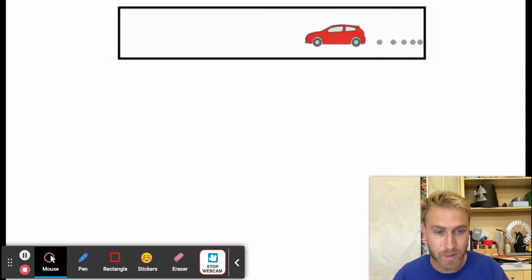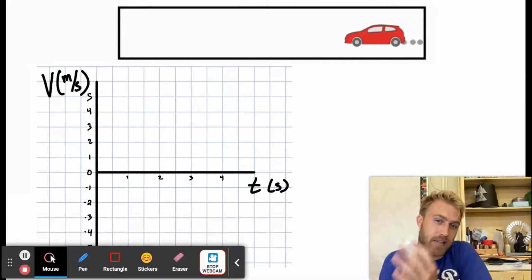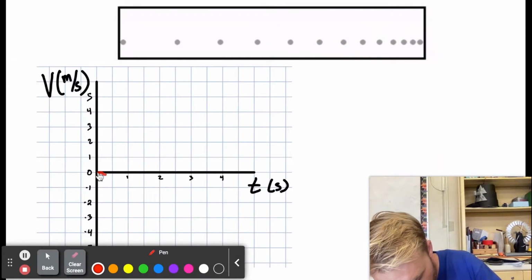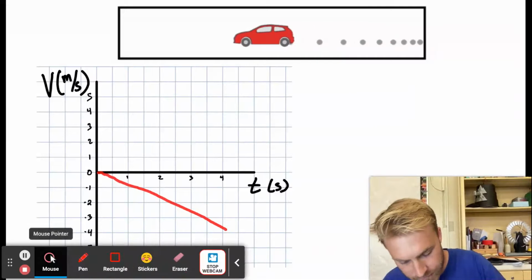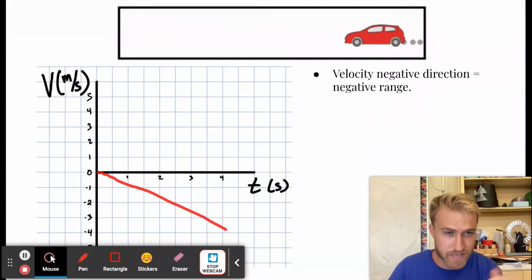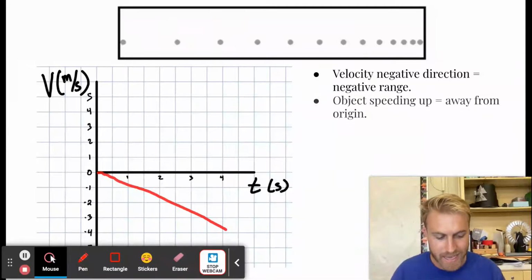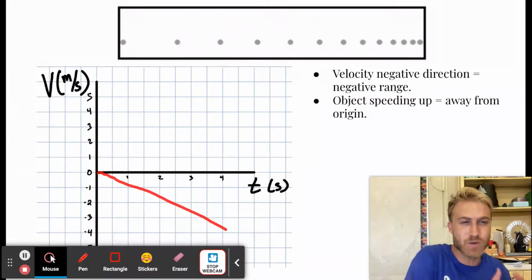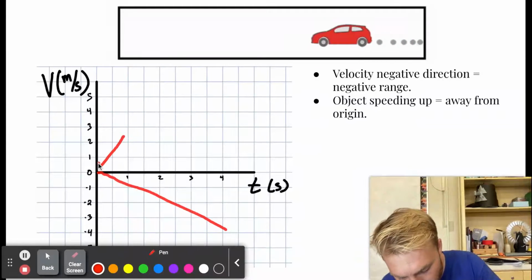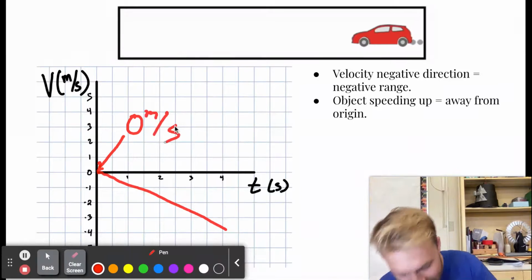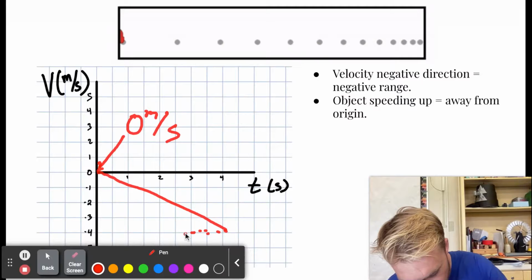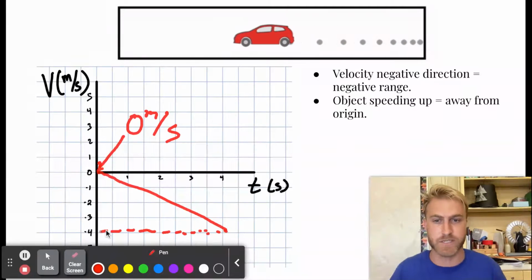So we have an object, a car, moving to the left, and look at those dots. That thing is speeding up to the left. So what is its velocity versus time graph going to look like? It's going to look like this. How do we know? Well, we know we're moving to the left because we have to be in the negative range. We have to be down below. And the object is speeding up, so we have to move away from the origin. Why? Because the origin here is 0 meters per second. That's not moving. That's completely still. Down here, we're at around 4 meters per second.